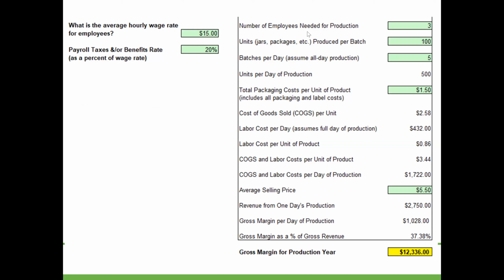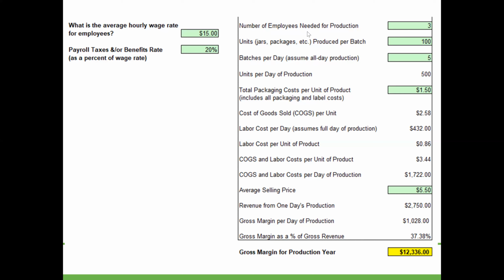As we've talked about before, we've got more than just the ingredients. We've got some costs here that we're going to pay our employees to do this. So we're assuming that we're paying an employee $15 an hour, and that we've got a 20% cost in addition to that $15 for payroll taxes and possibly some benefits that we would provide that employee. So there'd really be another $3 an hour.